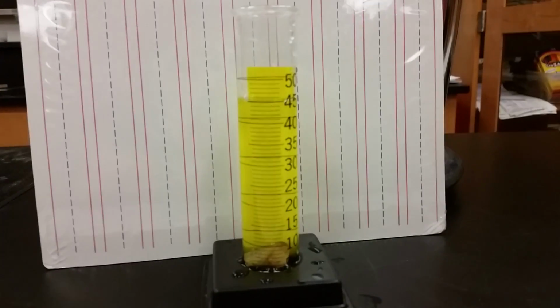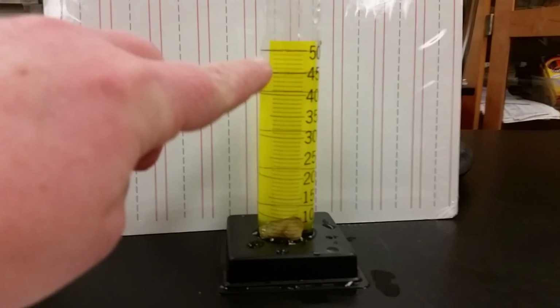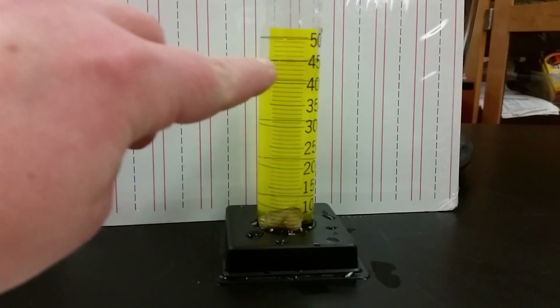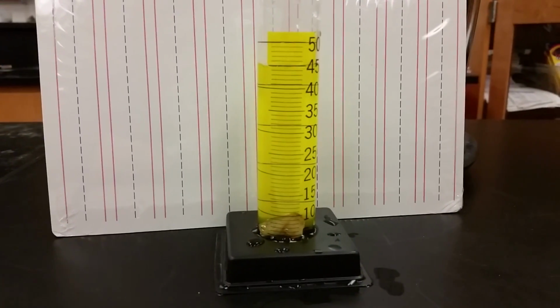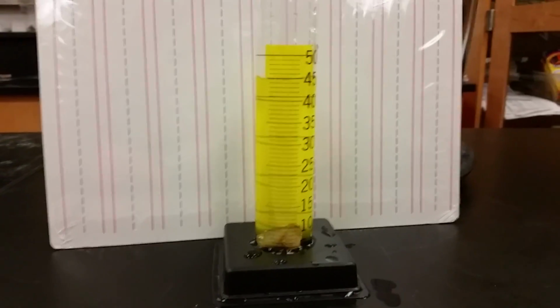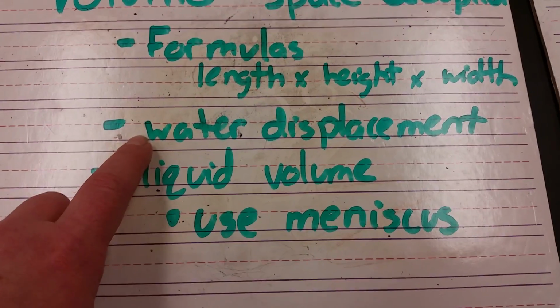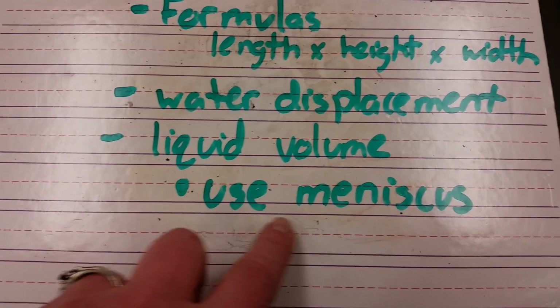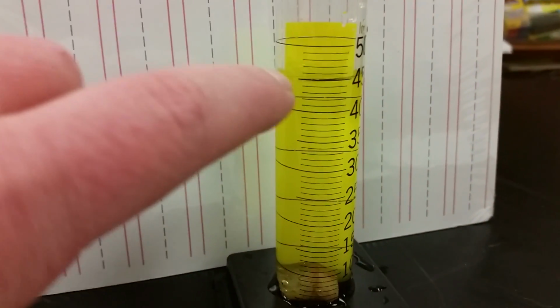Now, if I add my object in, well, now my volume level looks to be at 45. So if I'm looking at my meniscus again, it's right along 45 milliliters. So that means my rock's volume was 45 milliliters minus my original 43, or 2 milliliters, for the volume of my rock. And that was using water displacement to measure the volume of the rock, and liquid volume, focusing on the meniscus for where I'm measuring. So every time you want to line up with the meniscus, or the bottom of that little curve from the water. So the bottom of the water curve.